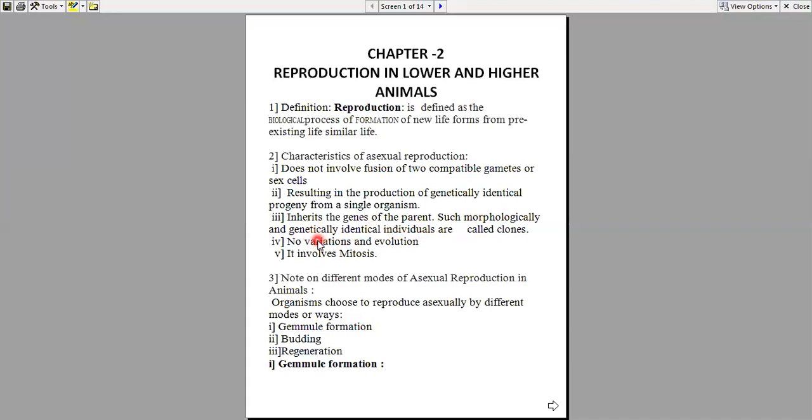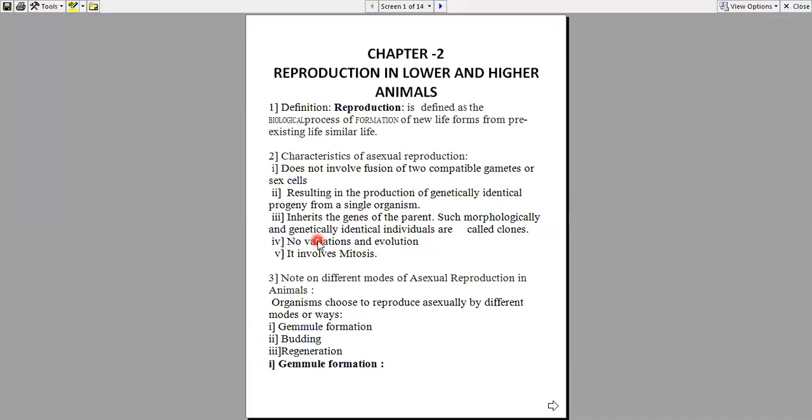Point number four, as there is no fusion of gametes, there is no variation, so no evolution seen due to asexual reproduction. Asexual reproduction does not lead to variation and then so no evolution. It will be giving pure line varieties, pure line offspring. Now, what do you mean by the term pure line? Pure line means the offsprings which are genetically and morphologically same from generation to generation.